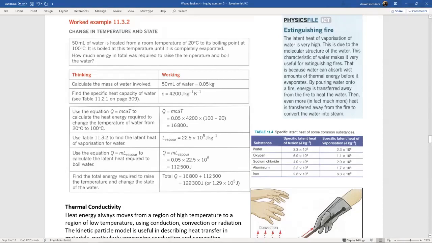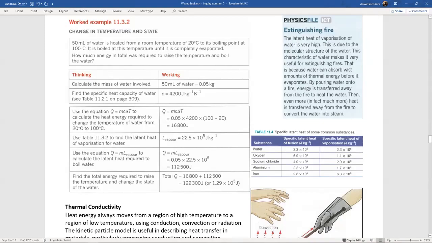And we know the equation. We know the mass. We know the constant. Now the change in the temperature is 100 minus 20. That gives us 80. And that's what we do here. So we've got 0.05 times 4,200 times 80. That gives us 16,800 joules, right? And that's that energy just to heat it up to 100 degrees.